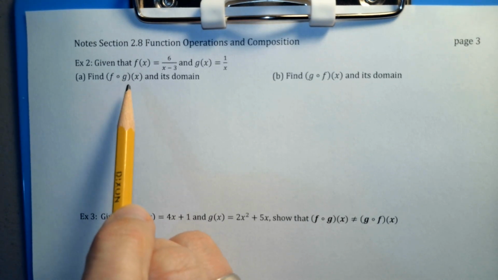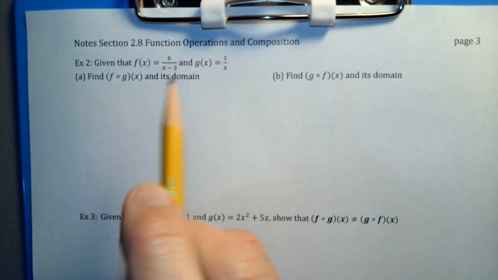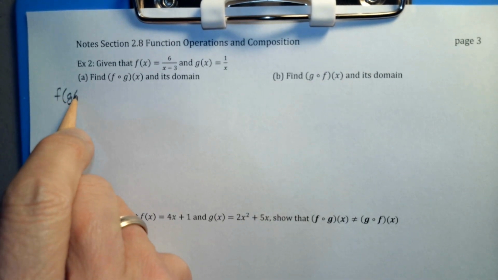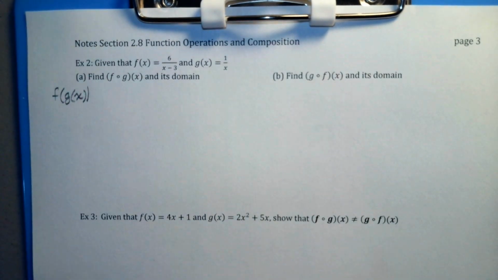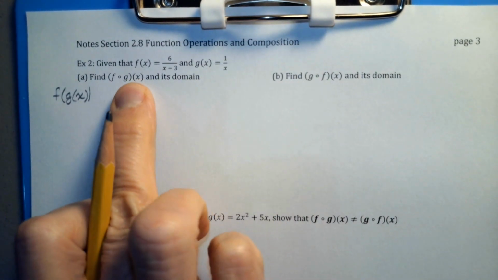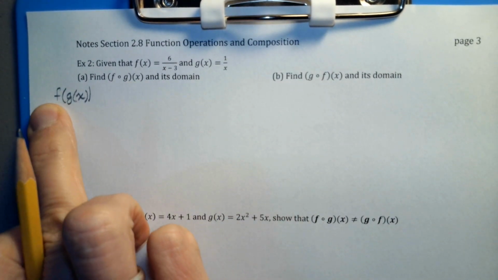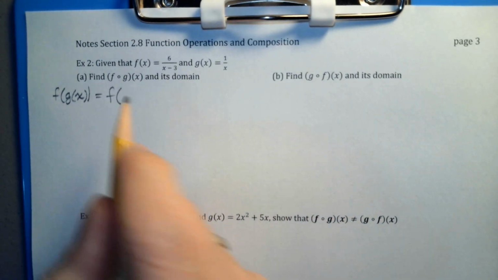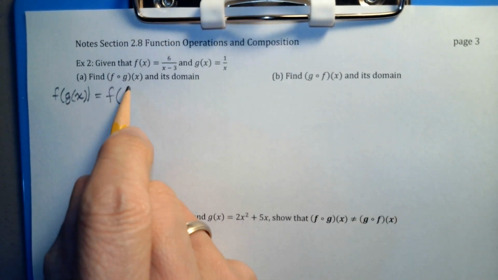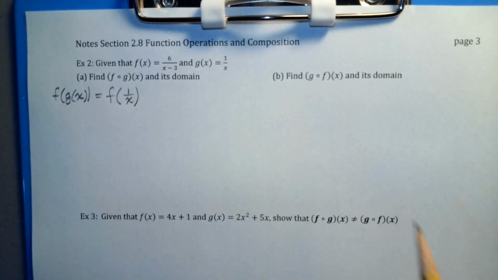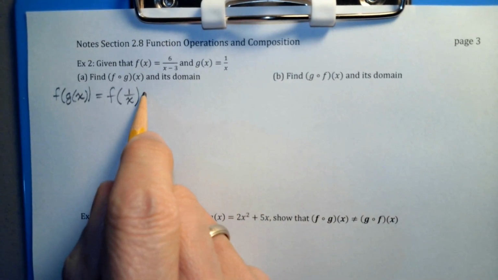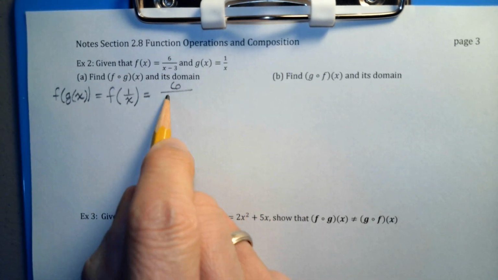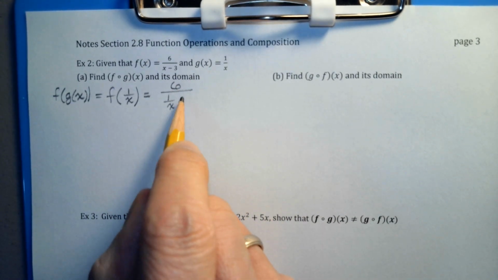composition f∘g of x, or f of g of x. So again, if it helps, go ahead and write it like this. Kind of helps you remember which one goes into which. So g of x is first, and that gets plugged into f of x. So this is f of, and g of x is 1 over x. And so that gets plugged into that function. So we have 6 over 1 over x minus 3.